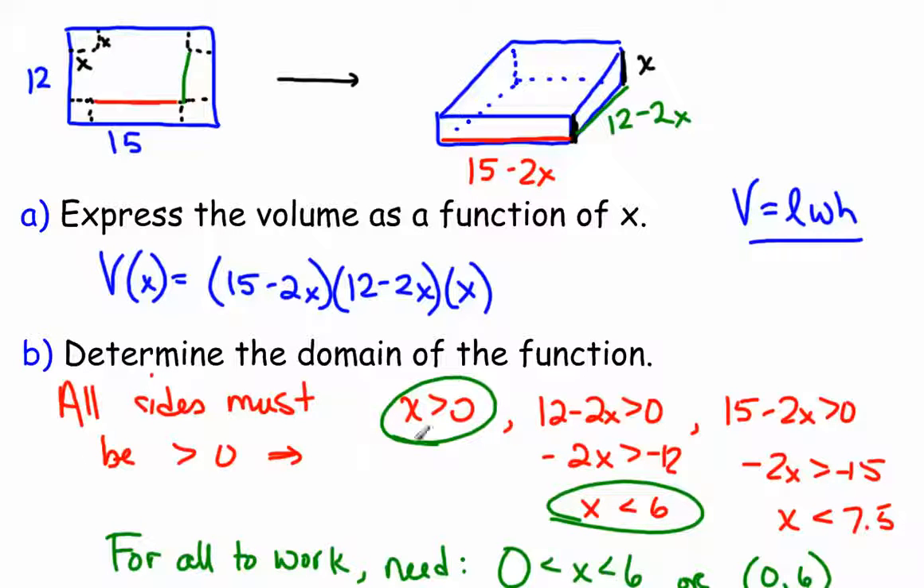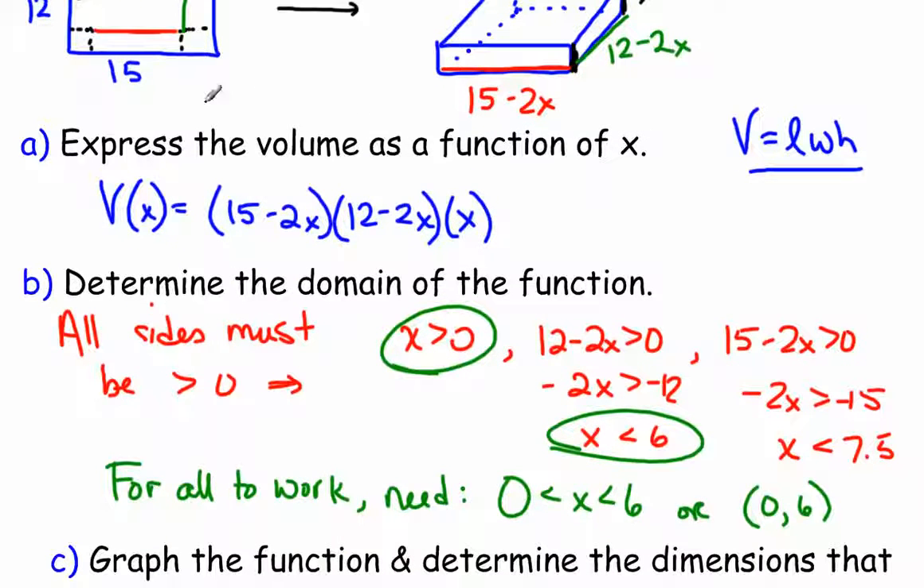Okay, now all three of these things must be true. All three. The reason I've circled the x is less than 6 is because if I'm less than 6, I will automatically be less than 7.5. The reverse is not true. So in order to satisfy all three conditions here, we are going to need 0 is less than x is less than 6, or 0 to 6.